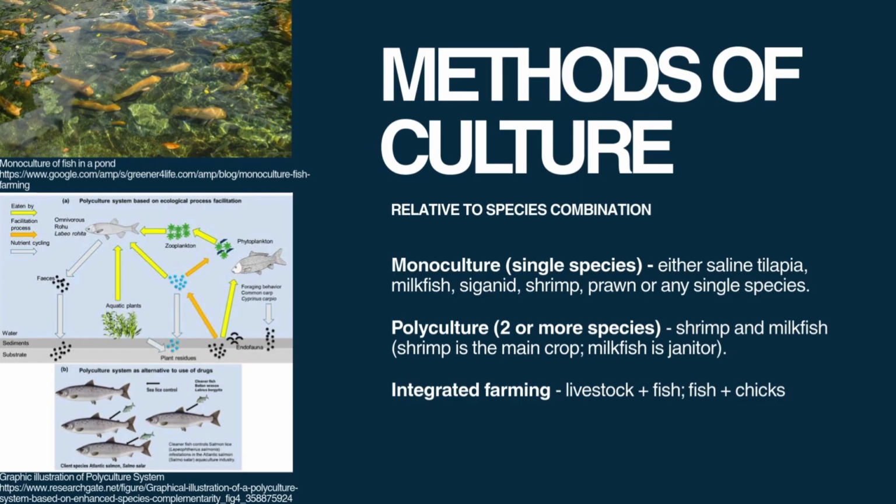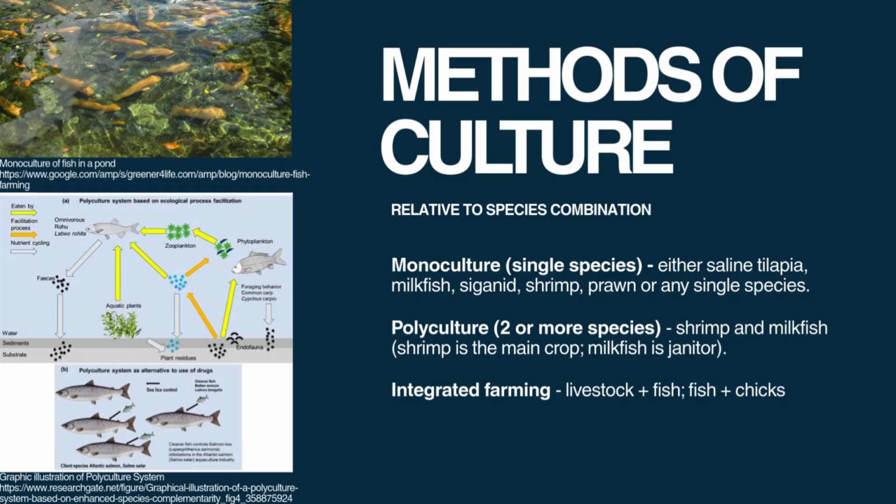So for the next topic, we have the methods of culture relative to species combination. When classified based on species combination, the culture methods include monoculture or the single species, polyculture, and integrated farming. These methods differ based on biodiversity level and resource utilization efficiency.